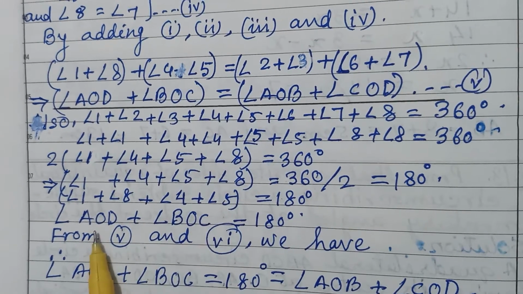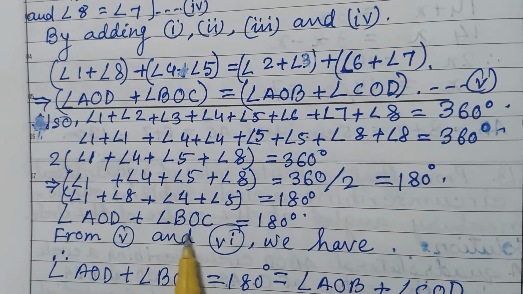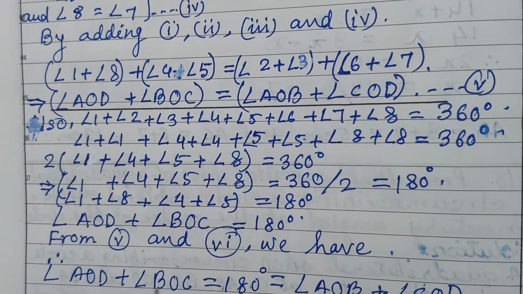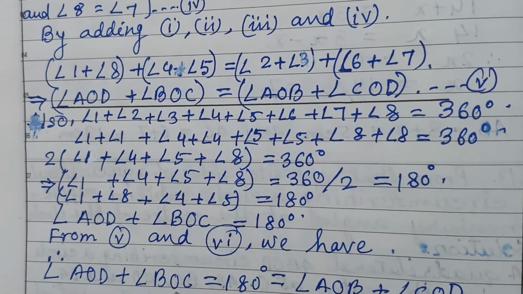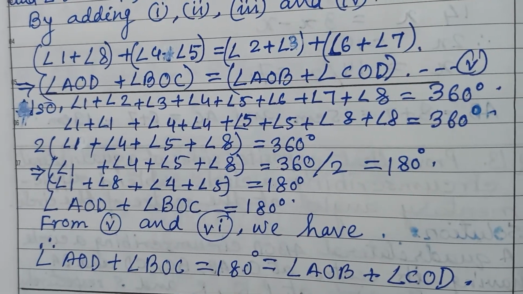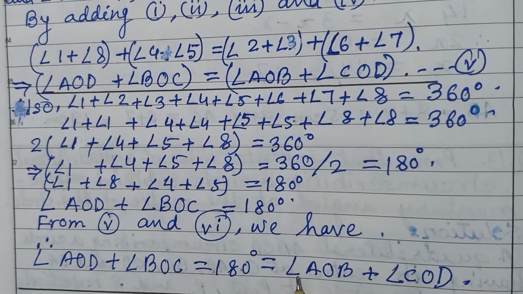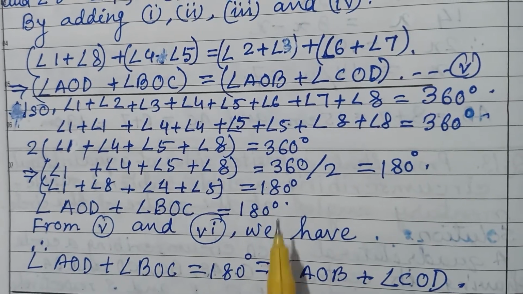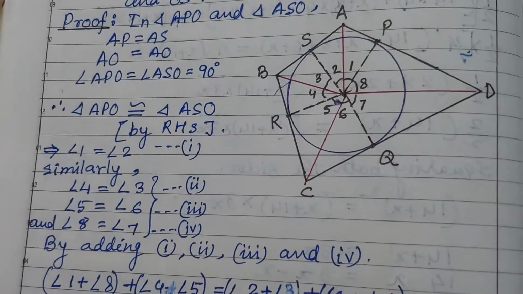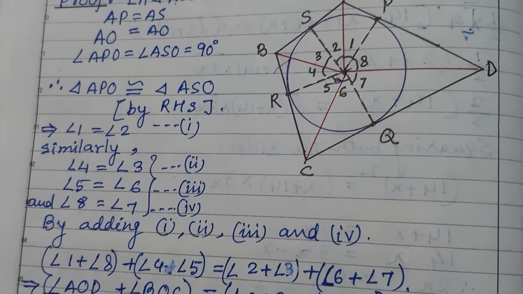And these two together, angle AOD and angle BOC, together are 180 degrees. So we can say that the opposite angles are supplementary angles. This plus this equals 180 and this plus this equals 180. Watch this video repeatedly, otherwise you can't understand it at one time.